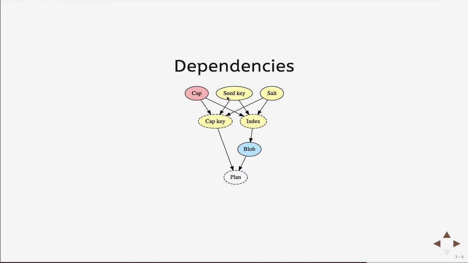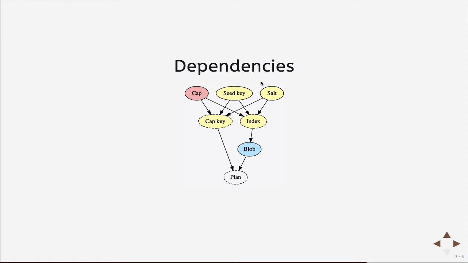Another way to think about it is if you consider this as a dependency graph. In order to know about a thing, you have to know about all of the things that have arrows pointing towards that first thing. So for example, in order to have access to the plan, which is that plain text description of what you're going to do, you need access to the blob, which is the encrypted version of that plan, and the capability key, which is the key used to encrypt that, right? But in order to get to the blob, you need the index, because without the index, you don't even know which blob we're talking about, right? But in order to produce either the cap key or the index, you need the cap and the seed key and the salt.